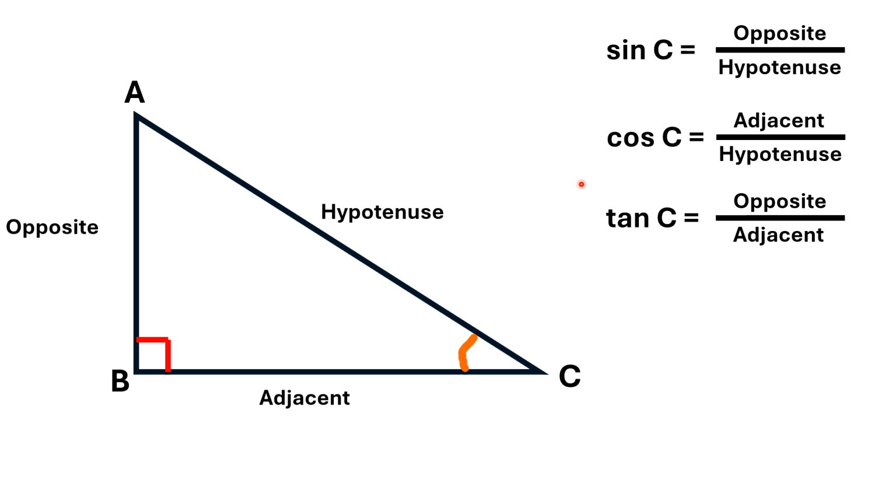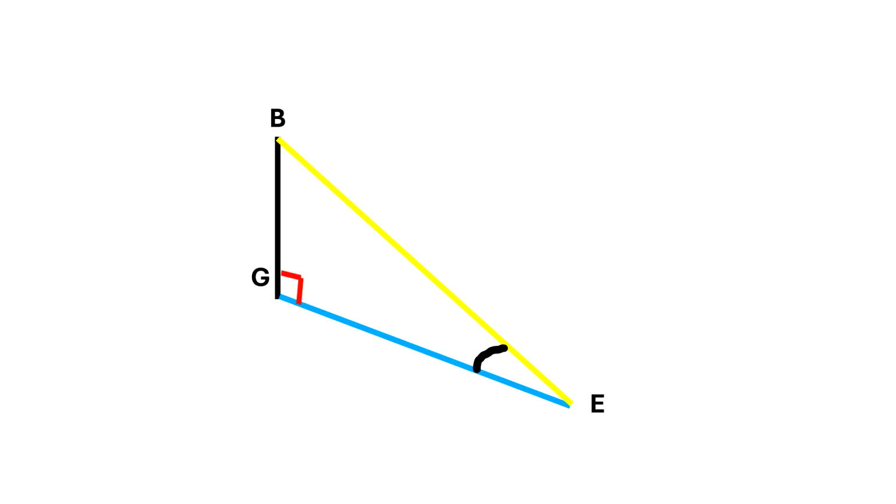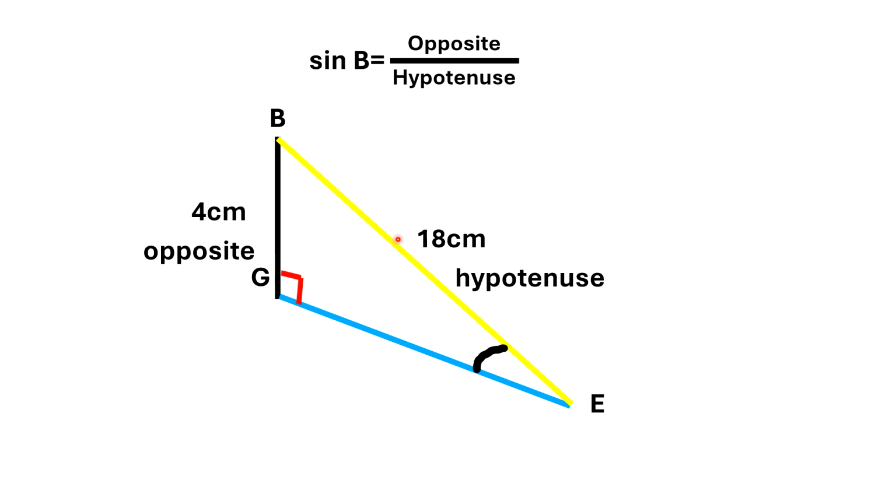So this is knowledge from GCSE. Pretty good to revise it as well. As an example, in this triangle, we have the hypotenuse and the opposite, as you can see. So we're going to use sine. We're going to use this formula.